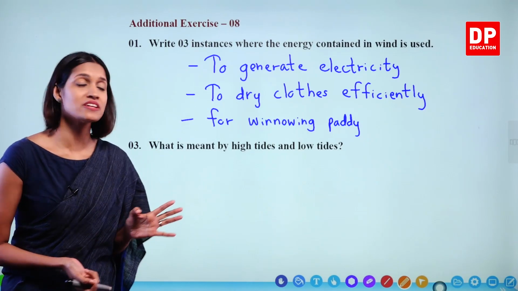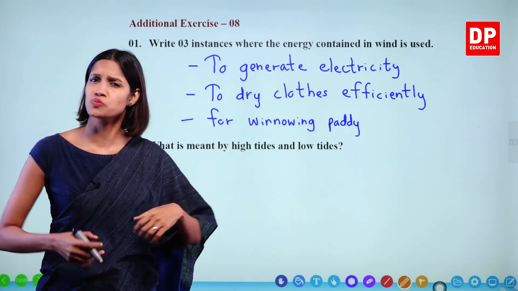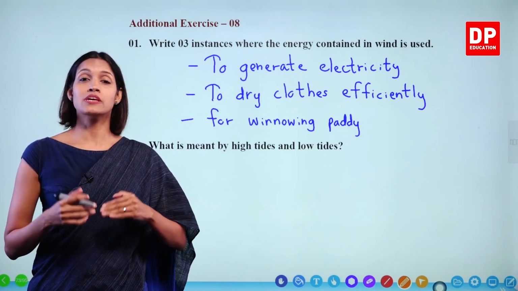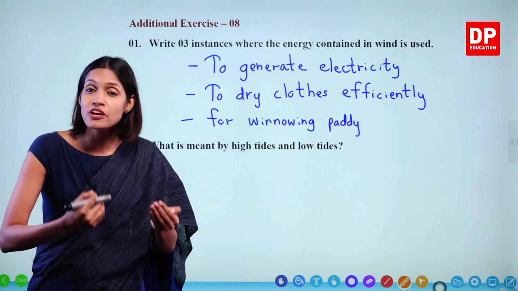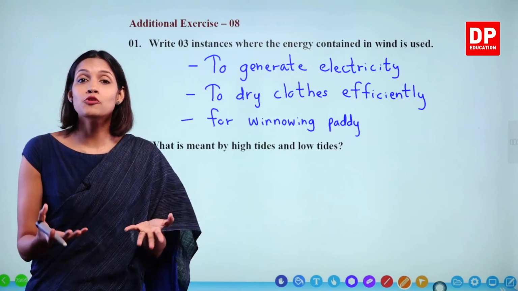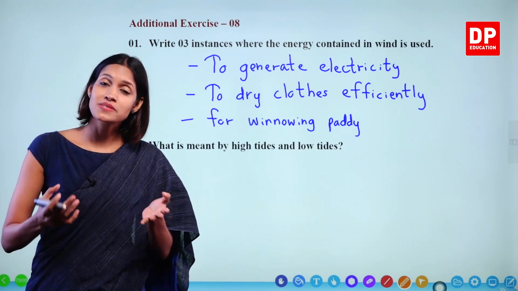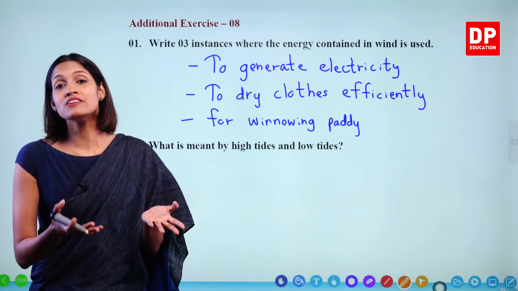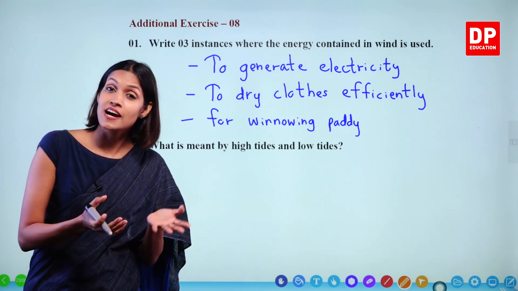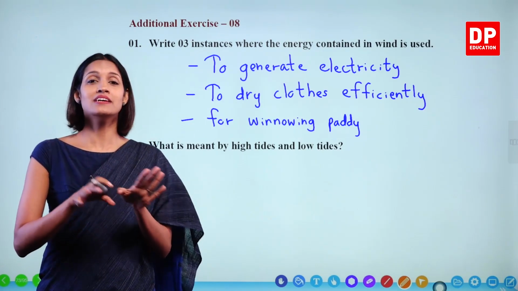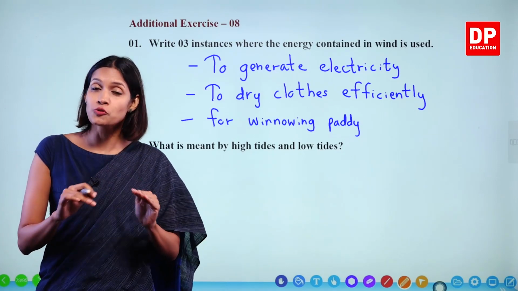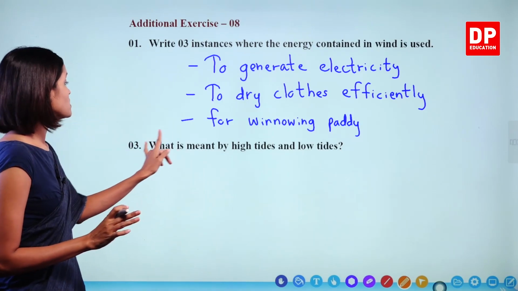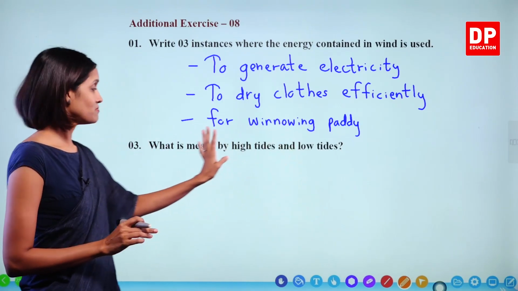Do you remember the differences between high tides and low tides, and what is the meaning of high tides and low tides? So do you remember we learned that because of the gravitational force, because of the effects of the sun and the moon, the seawater level changes. So sometimes the seawater level increases and sometimes it decreases. So the increase of the seawater level is known as high tides, occurrence of high tides, and reducing the seawater level than the normal levels is known as occurrence of low tides, right? So what is meant by high tides and low tides? We will write down.